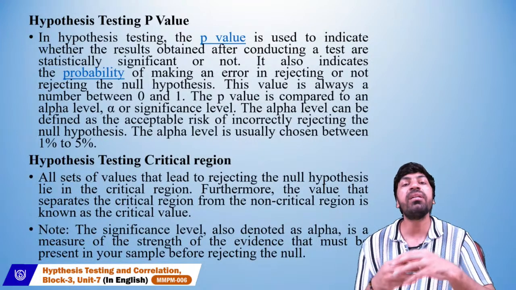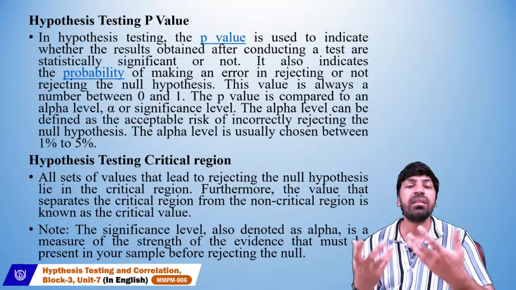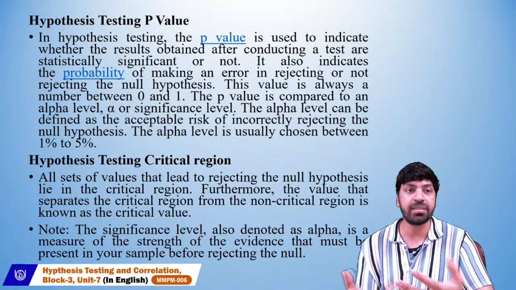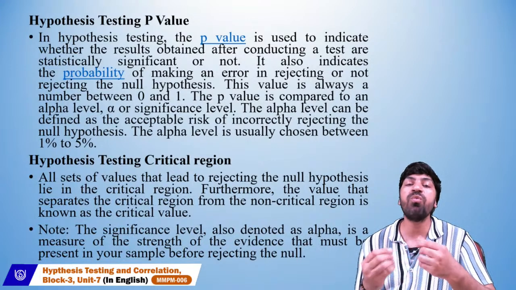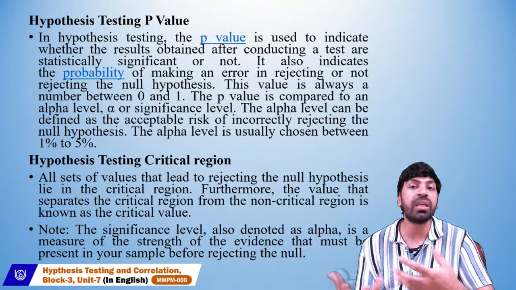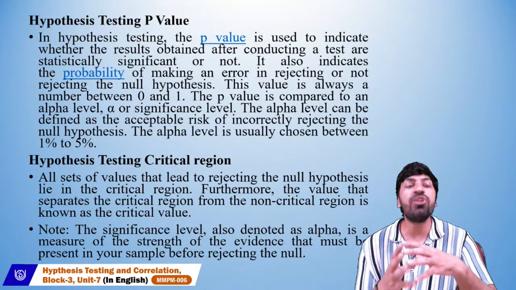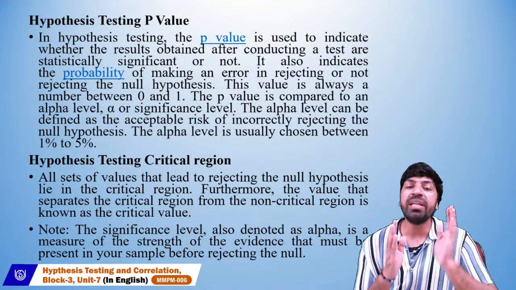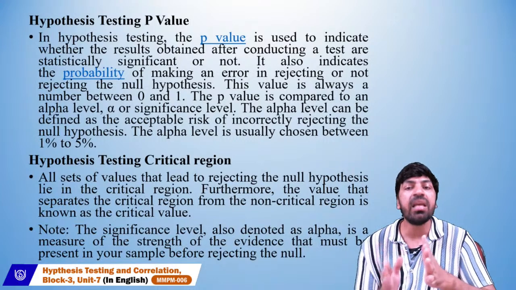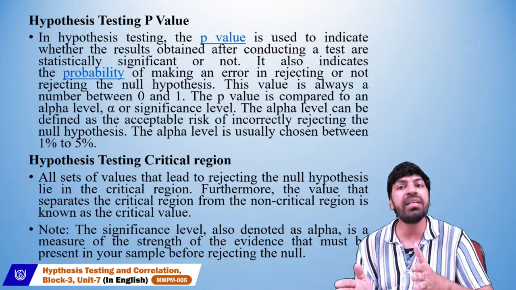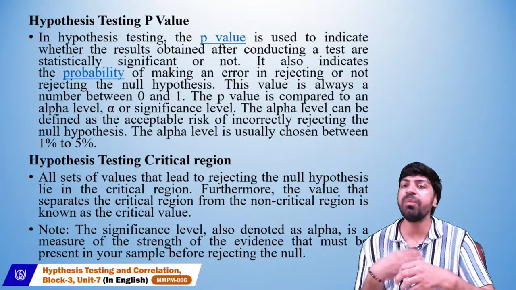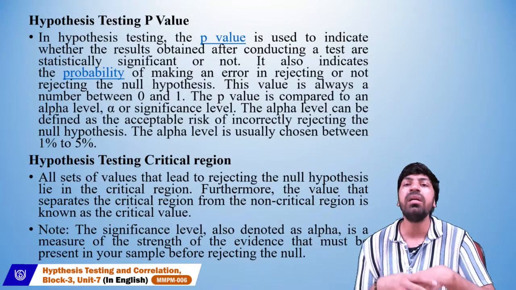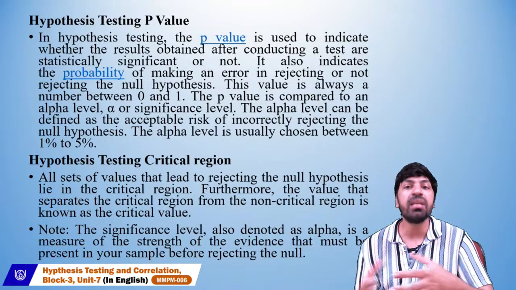Using any of the statistical tests in hypothesis testing, the p-value is used. What does the p-value actually show? The p-value is used to indicate the results obtained after conducting a test, either it would be a t-test, a z-test, the Karl Pearson correlation test, or the chi-square test.